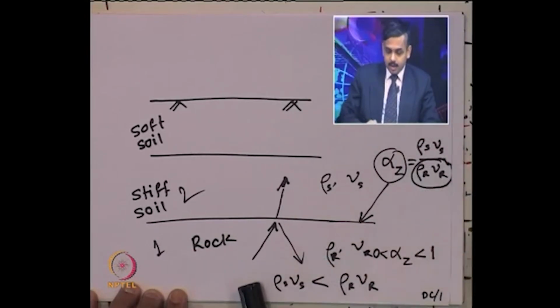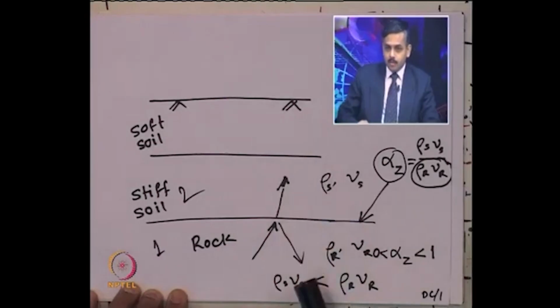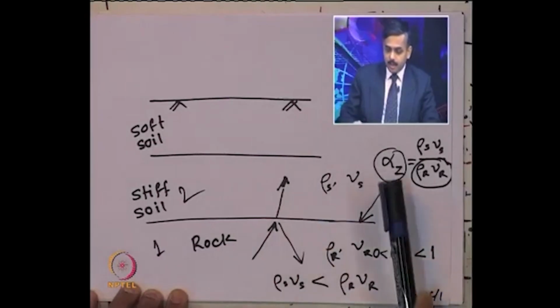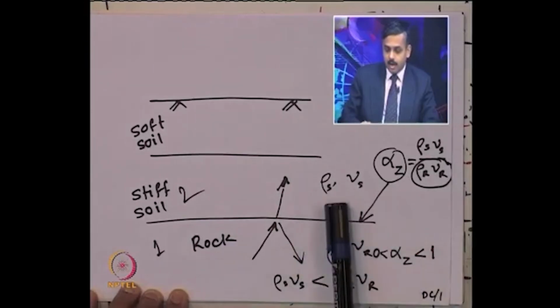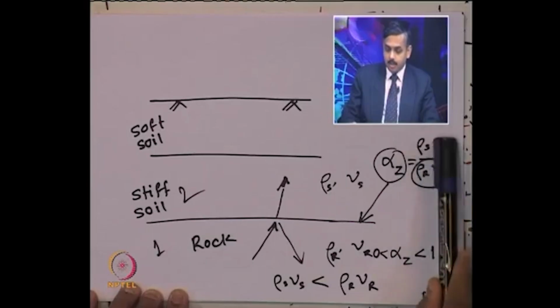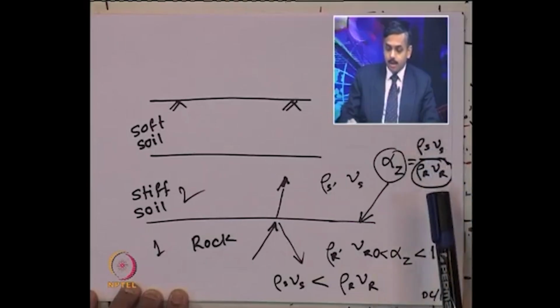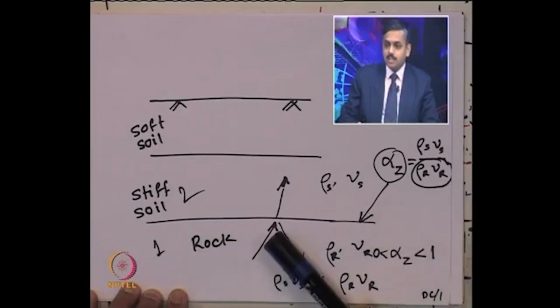When the seismic waves are traveling from the bottommost layer to the topmost layer, the specific impedance ratio between the two layers, suppose the rock layer and the soil layer, is given by the specific impedance of the soil layer divided by the specific impedance of the rock layer. The denominator will be the specific impedance of the layer from where the incident wave is coming.